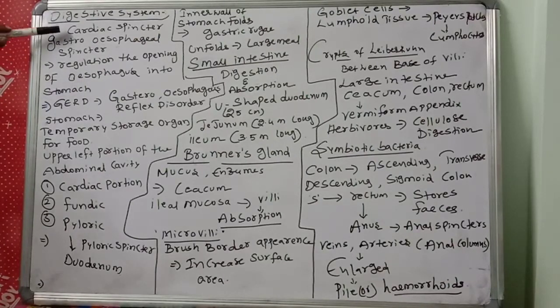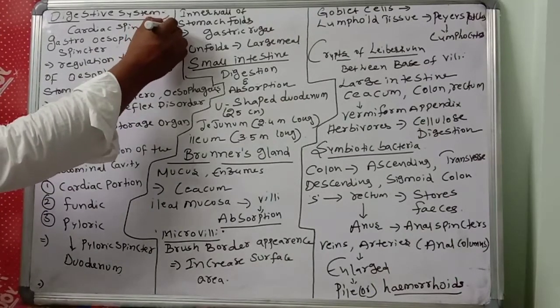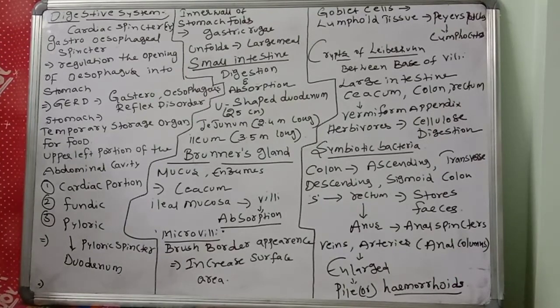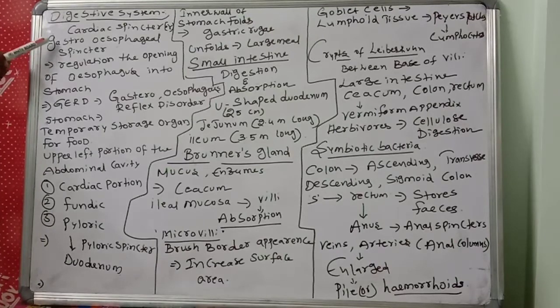Now, where the esophagus joins the stomach, observe very carefully. These points you should listen to very carefully. Important bits. Where the esophagus joins the stomach, there will be one sphincter. That sphincter is called the cardiac sphincter. Another name of the cardiac sphincter is the gastroesophageal sphincter. What did I say? Gastroesophageal sphincter.